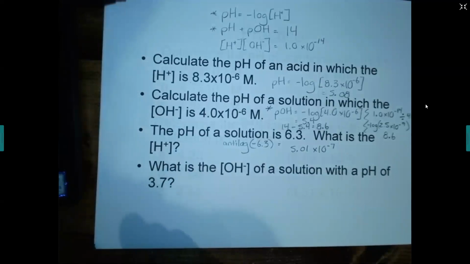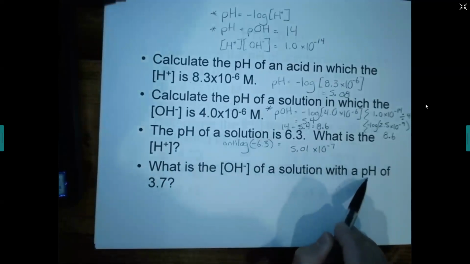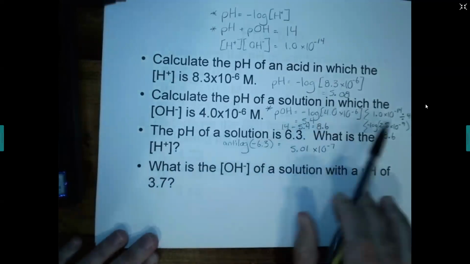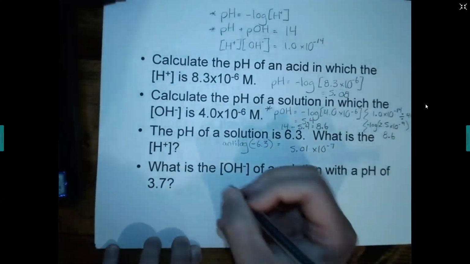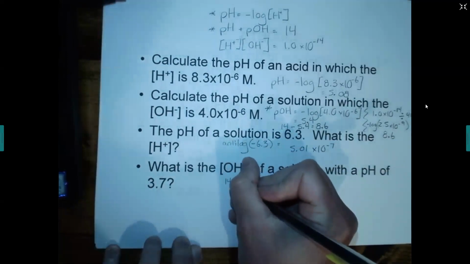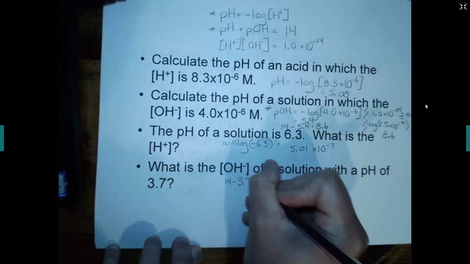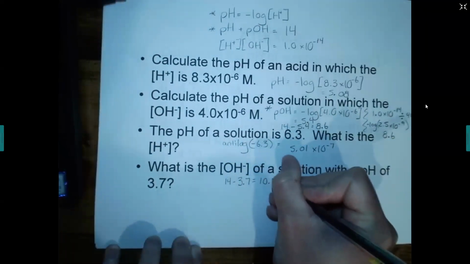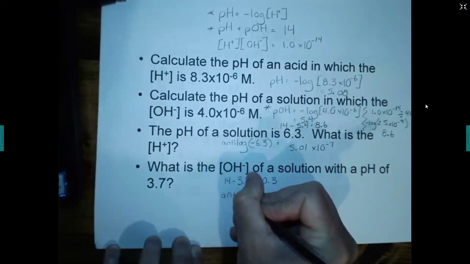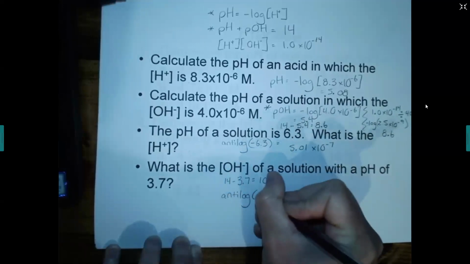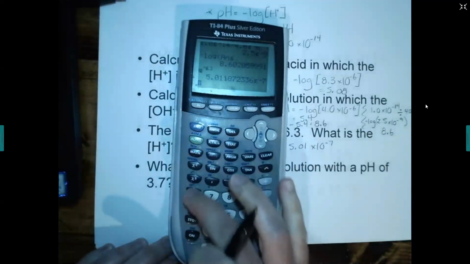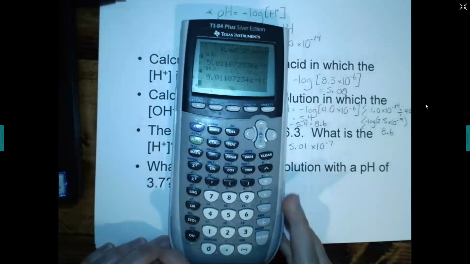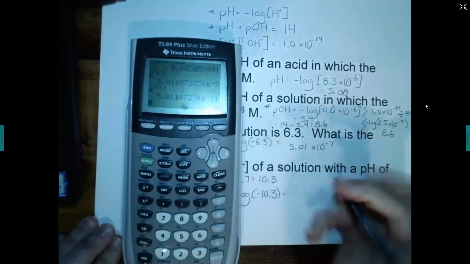Now for my final example, it says, what is the pOH of a solution with a pH of 3.7? All right, so you can see here that we're dealing with OH and pH. So you can use either of these functions like we did earlier. I'm just going to do the one that I typically do where I subtract first. So 14 minus 3.7 gives me 10.3, and then I'm just going to take the antilog of negative 10.3. Let's see what we get. And I get 5.01 times 10 to the negative 11.